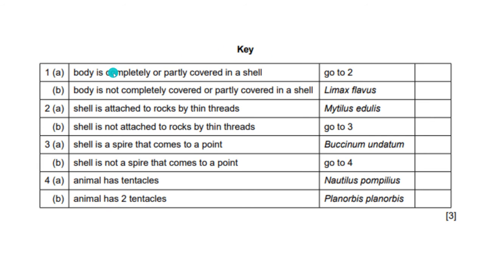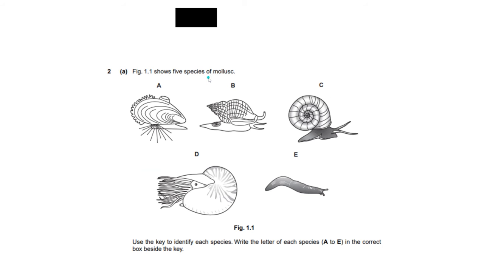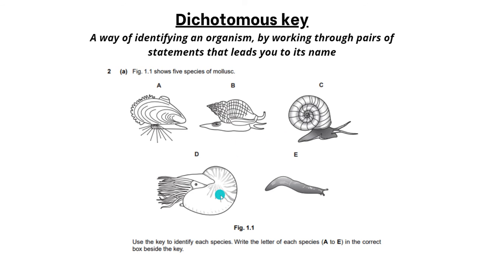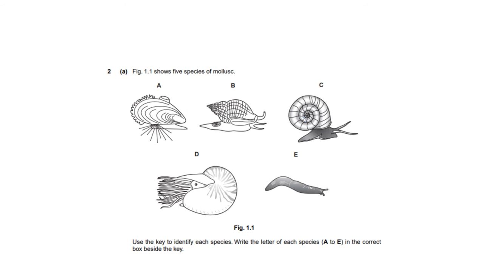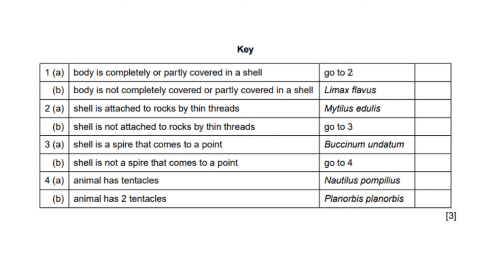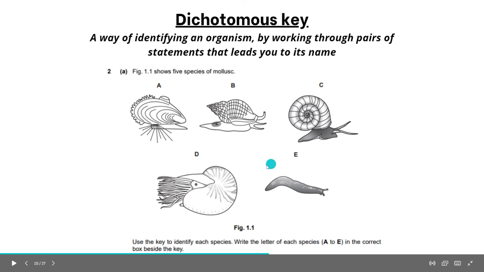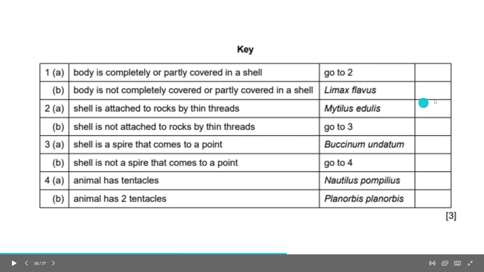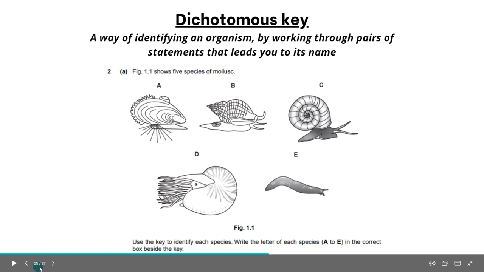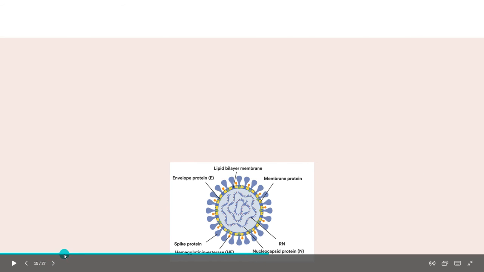At first we have: body is completely or partly covered in a shell. Here we can see that A, B, C and D have bodies completely or partly covered in shells. And 1B states that body is not completely or partly covered in a shell. So this is Limax flavus. Here we can see there is only one mollusk with no shell, which is E. So the answer to 1B should be E.